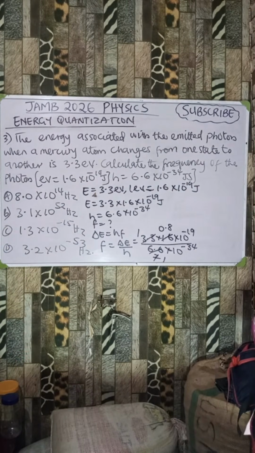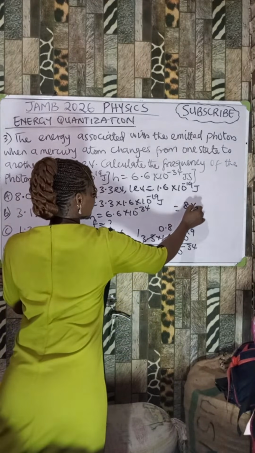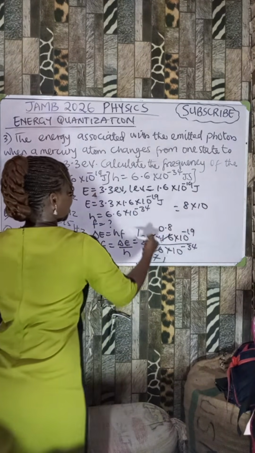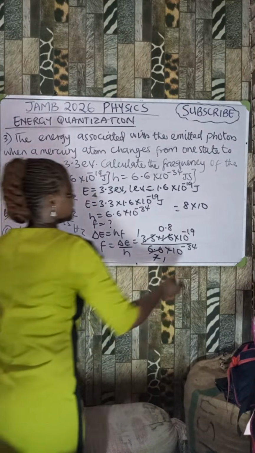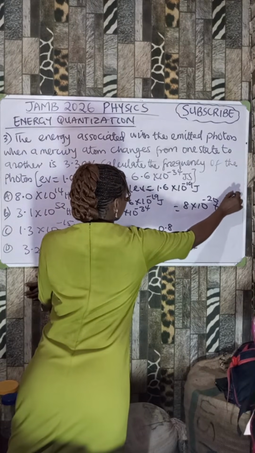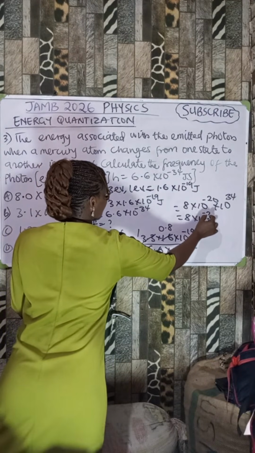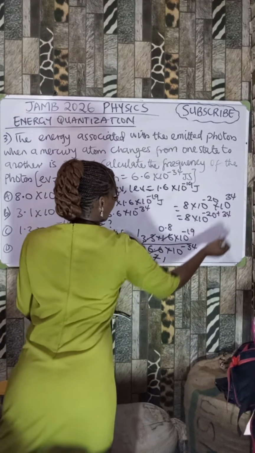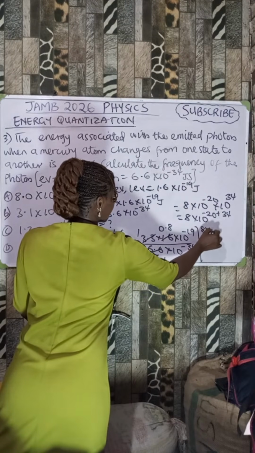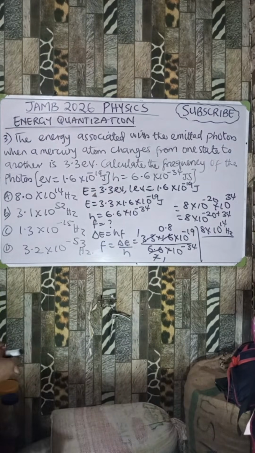Am I correct? So let's go. This will give us 8 times 10 to the power of what? I'll add this to be minus 20, times 10 to the power of 34. So that gave rise to 8 times 10 to the power of minus 20 plus 34, which is 8 times 10 to the power 14 Hz. So most things you don't actually even need a calculator to solve. You can actually do that with your brain.